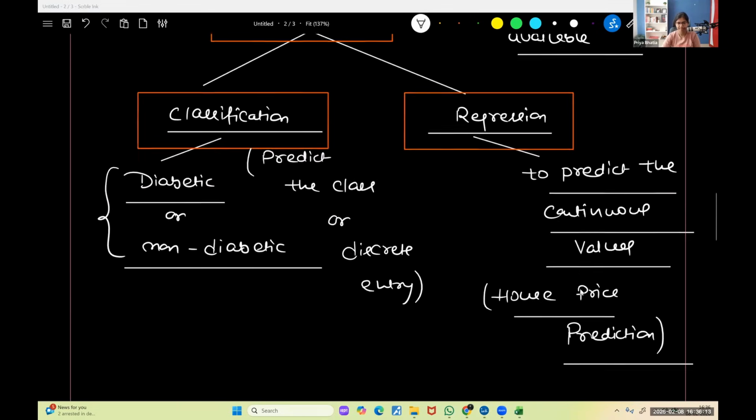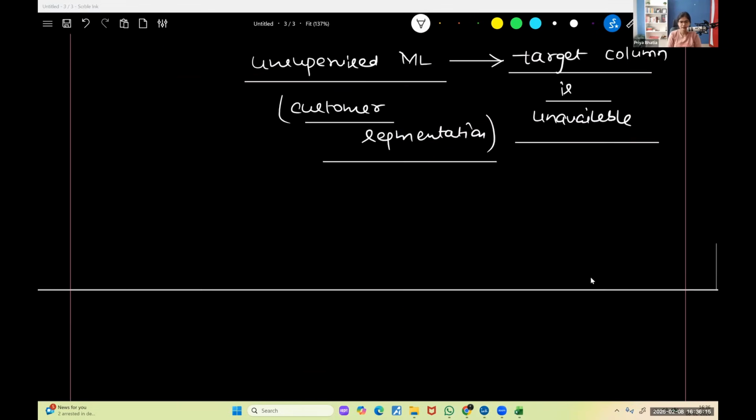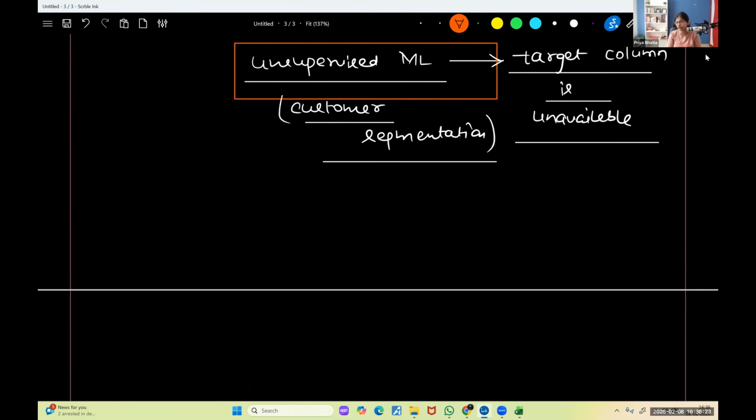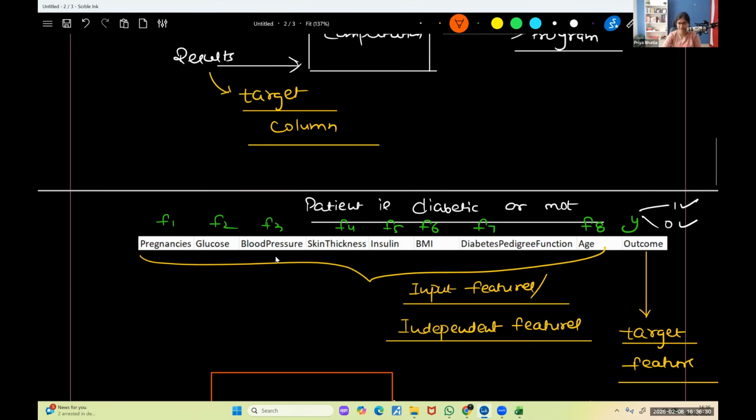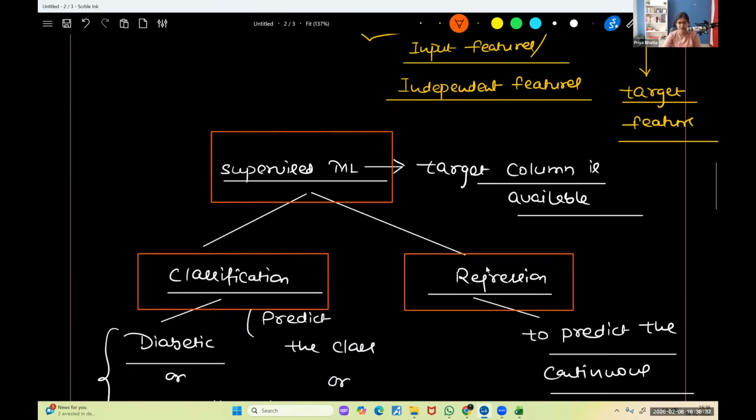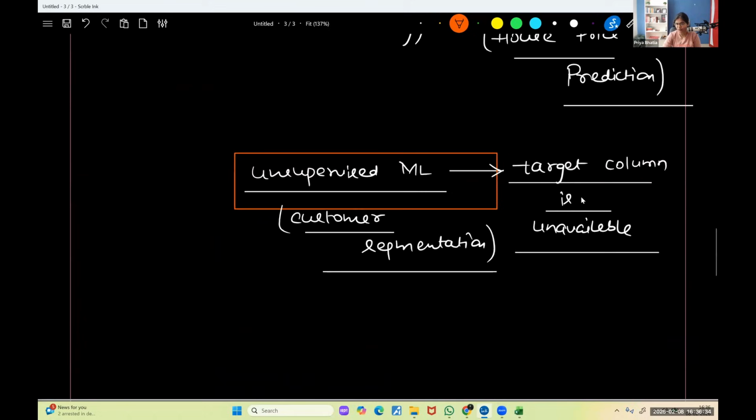Is this fine? Let's move ahead. Is this clear? What is the meaning of unsupervised machine learning? Simply speaking, in your data, the target column is not there. In the above case, we have seen that when the target column is there, it is classified as supervised. When the target column is not available, whatever you want to predict, then it will be classified as unsupervised machine learning, simply.